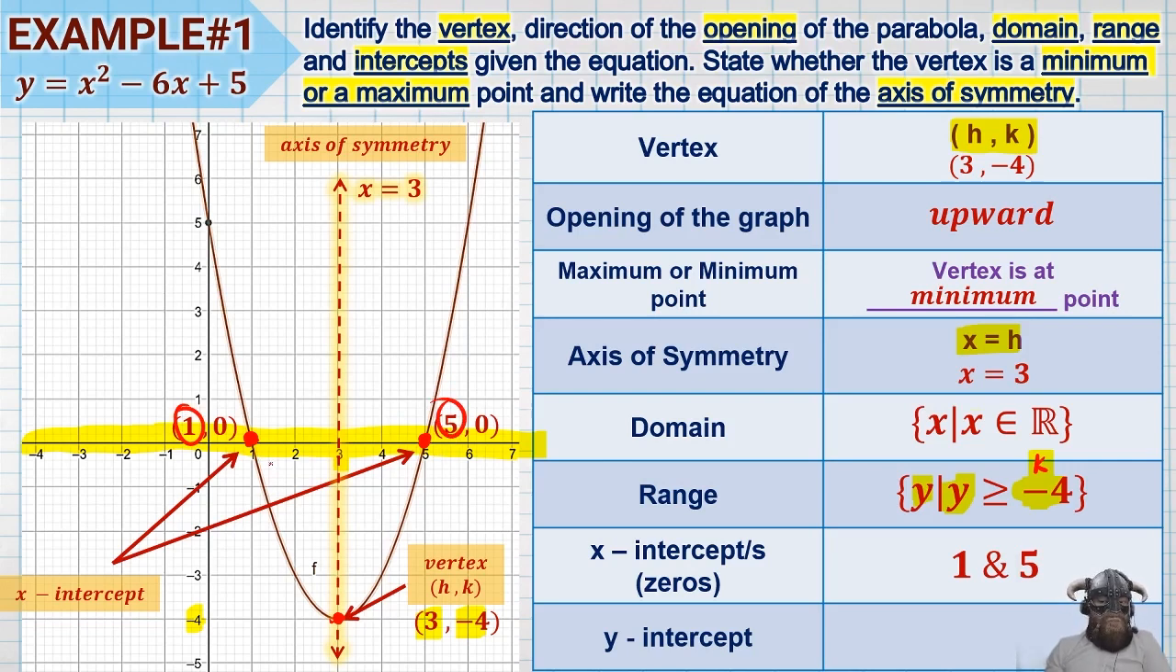Madali nga yun eh. Tignan mo na lang kung nasan yung x value nila. So, that is the x-intercept. Dalawa yung x-intercept natin dito.